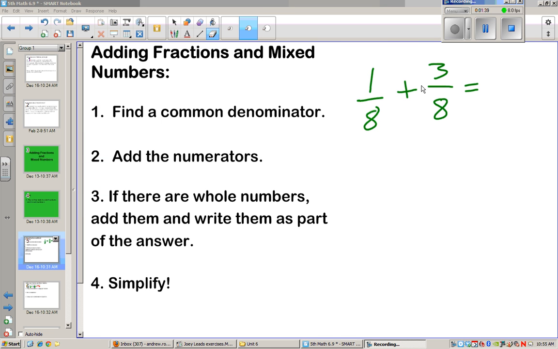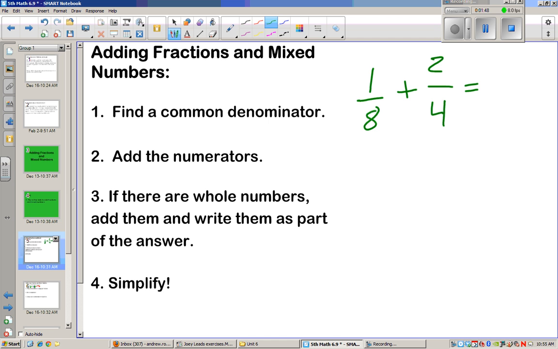So let's make it a little more complicated this time. I'm going to change this fraction 3/8 into 2/4. So then we'll go through our steps again, and right away you can see that our first step, find a common denominator, we're going to have to do that this time because this one has eighths and this fraction has fourths. So as you can probably tell, we can turn fourths into eighths, so I'm going to do that. I'm going to multiply by 2 and multiply by 2 on the top, and I end up with 4/8. So now I'm adding 1/8 plus 4/8.